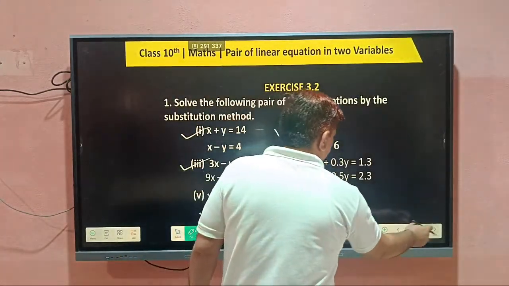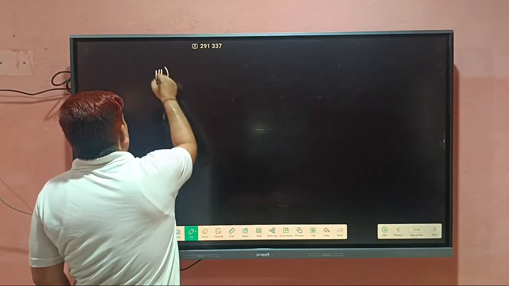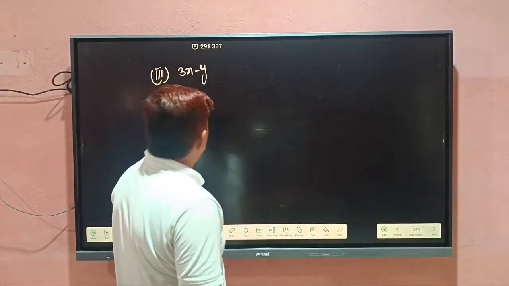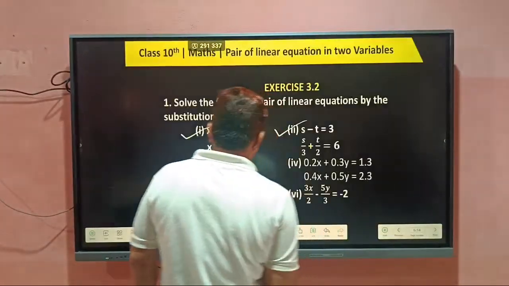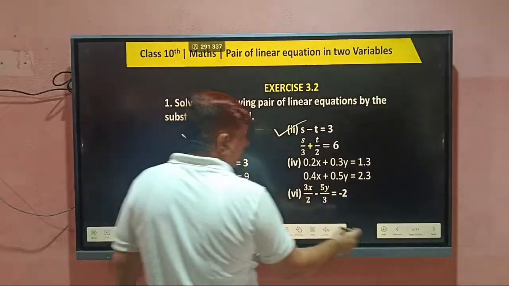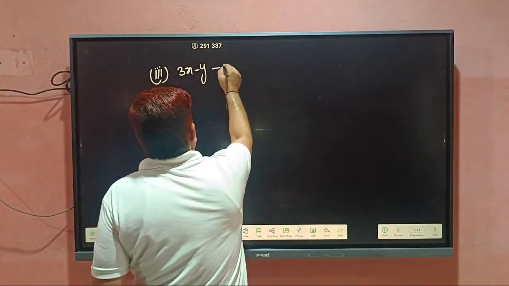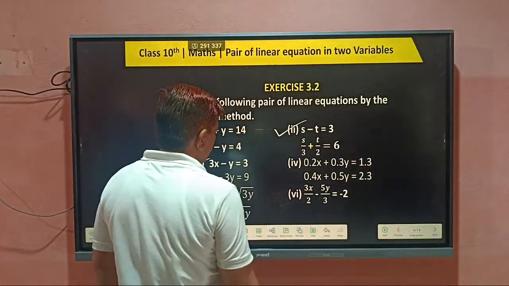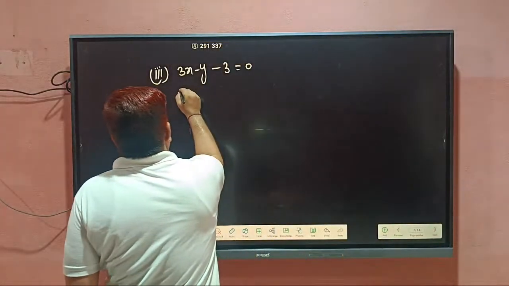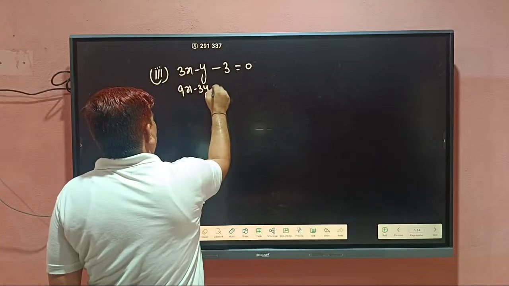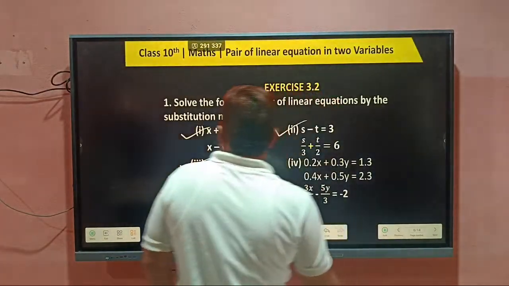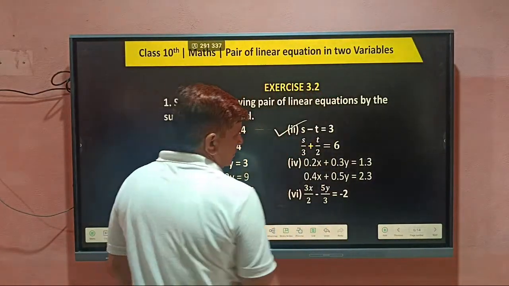One time check. So it becomes 3x minus y equal to 3. Minus 3 we can write is equal to 0. What's that? 9x minus 3y minus 9 equal to 0. One time again we can check: 3x minus y, 3, this is equal to this. Next.